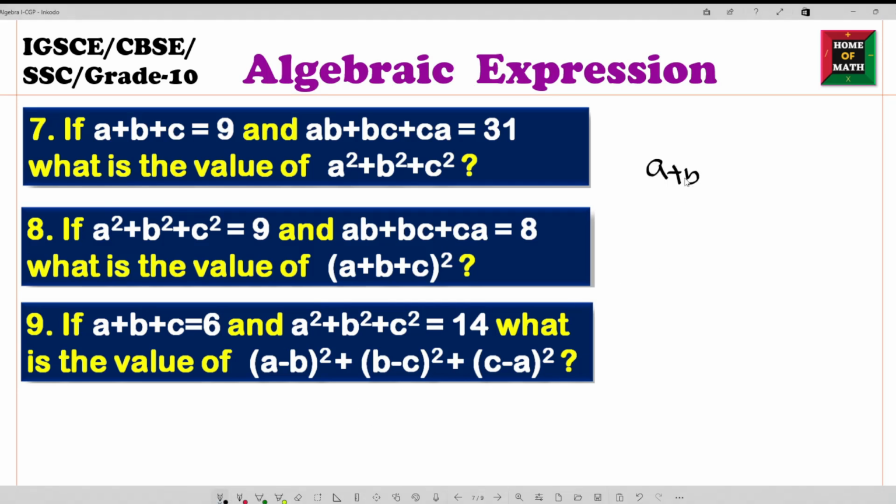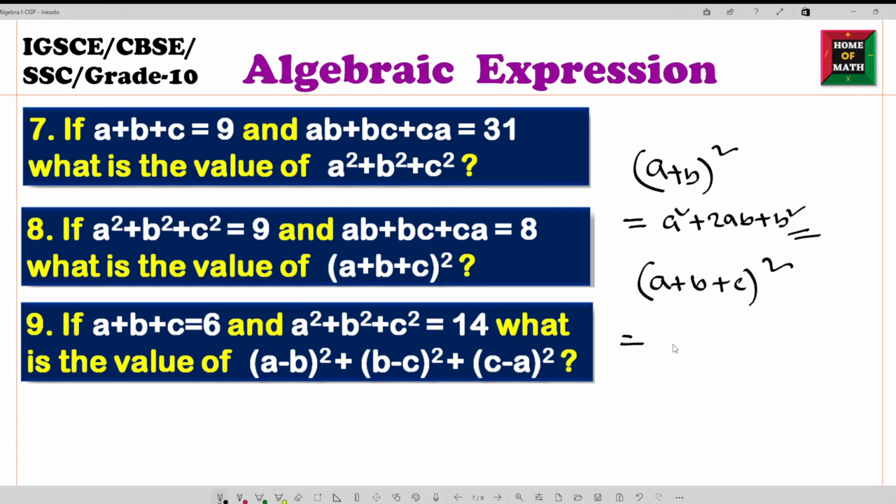(a + b)² formula: a² + 2ab + b². This is very simple and common. Another formula, (a + b + c)², which is a² + b² + c² + 2ab + 2bc + 2ca.